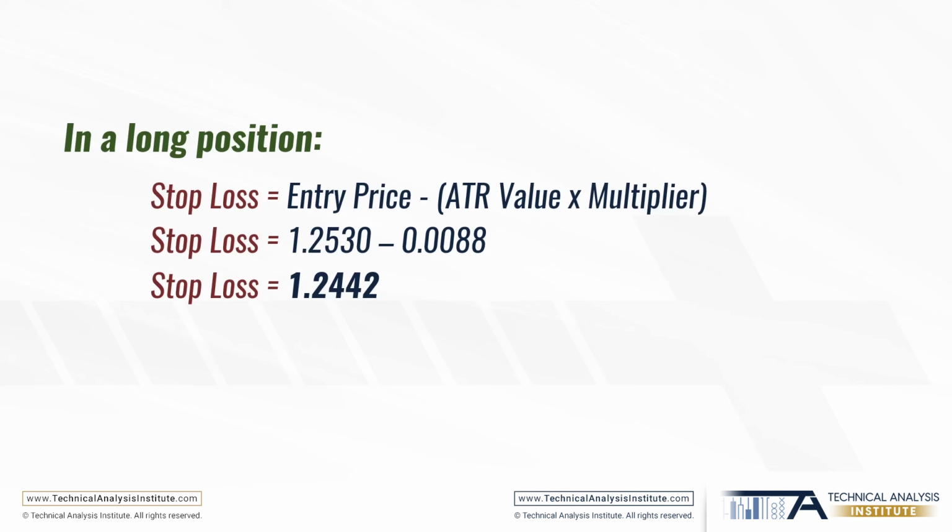So if you're going long on GBP USD at 1.2530 with an ATR of 0.0044 and using a 2 times multiplier, you would set your stop loss at 1.2442. You can see why so many traders choose to use the ATR as a stop loss strategy. It helps you protect your trades against normal market volatility, allowing enough room for the trades to move without being stopped out too early due to minor price fluctuations.